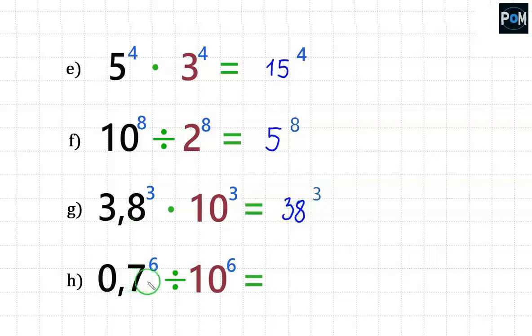Example H is also a repetition of fractions, but first, the powers. 6 is here, and 6 is here. So 6 must also appear in the result, and we need to divide these two bases by each other. Dividing a decimal fraction by 10 involves moving the decimal point. Not like in the case of multiplying to the right, but when dividing, we move the decimal point one place to the left. So the decimal point will be here. After the decimal point, there must be 0.7. And we need to add the number 0 here. It'll be 0.07 to the 6th power.